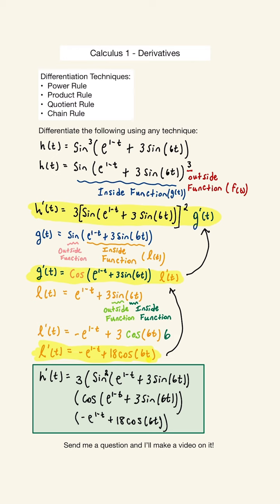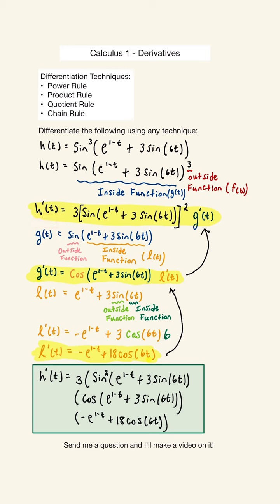and then we can work our way backwards. So originally, we were solving for L prime of t, and we can go ahead and insert our L prime of t to get g prime of t. And then once we have that, we can go ahead and insert this back into our original derivative to solve for h prime of t.